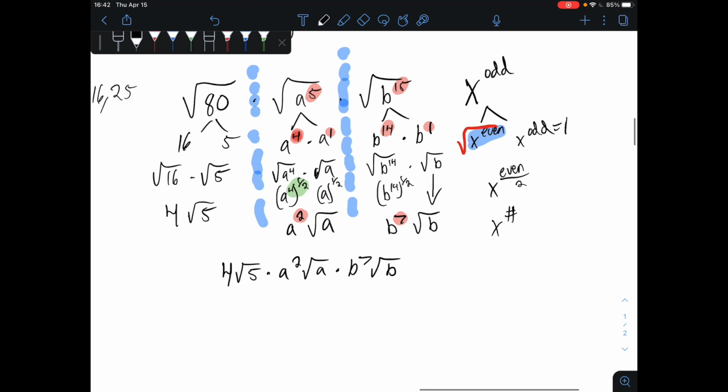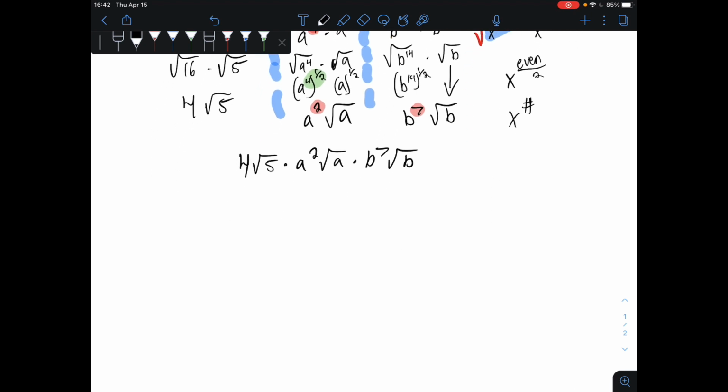Unfortunately, we can't. So what we have to end up doing is putting all of our terms under a single radical. The way that's going to look is we have 4a squared b to the 7th, and then we have one big radical, kind of like a big old house, to hold all of our terms here for 5ab.